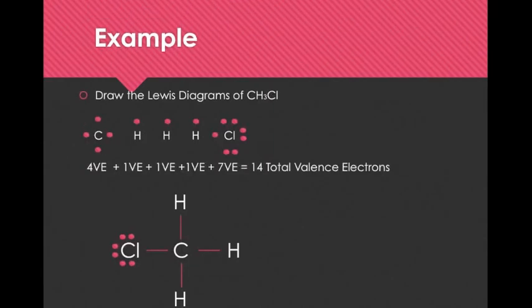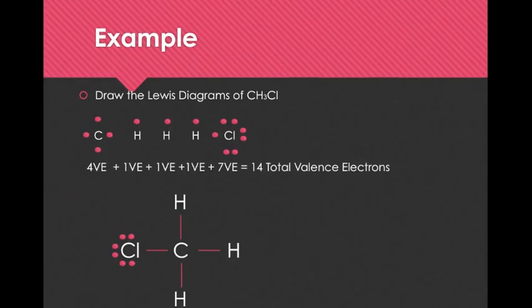To draw the Lewis diagram of methyl chloride, we see that we have 1 carbon, 3 hydrogens, and 1 chlorine. To put them in electron dot notation, separate the elements and surround them with their correct number of valence electrons. Carbon has 4, the hydrogens all have 1, and chlorine has 7. Then add up the total number of electrons.